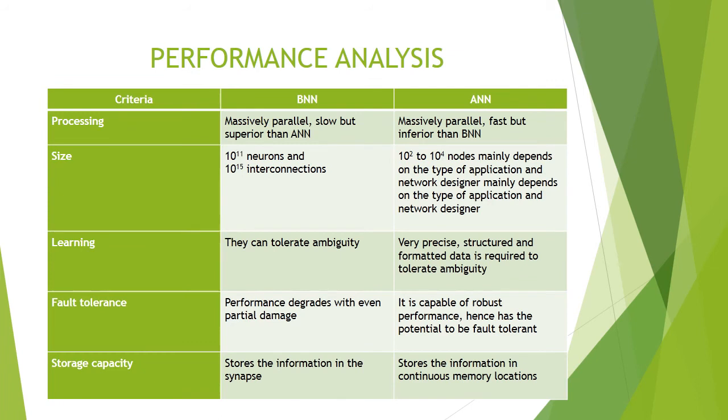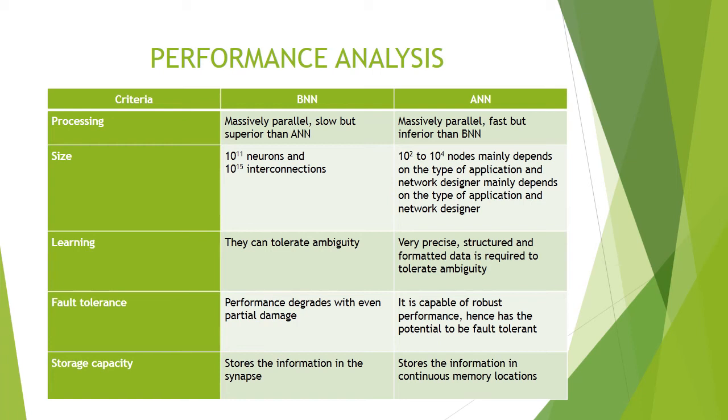So let us have a performance analysis of the biological neural network, that is the human brain, and the artificial neural network with these parameters. Firstly, the processing. Obviously the human brain is superior to the ANN. Then the size: for the biological network it is 10 raised to the power of 11 to 10 raised to the power of 15 interconnections, while for artificial neural networks the nodes range between 10 raised to the power of 2 to 10 raised to the power of 4.